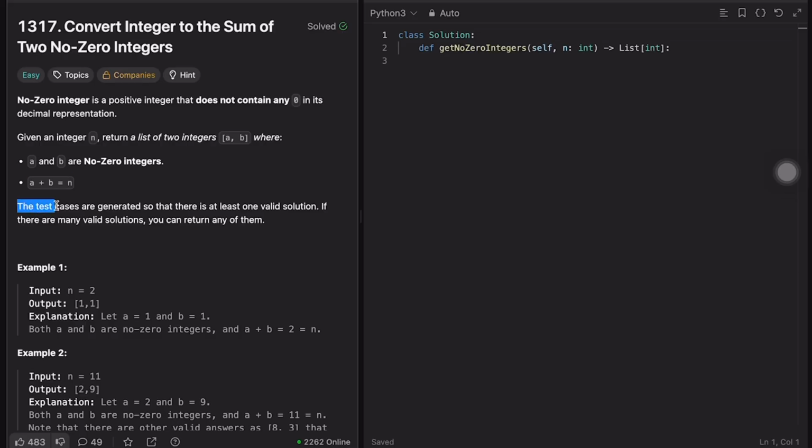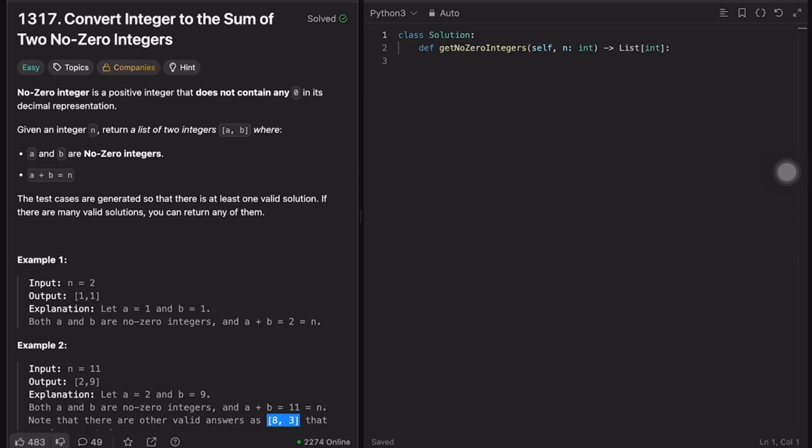The test cases are generated so that at least one valid solution will be there. If there are many valid solutions, you can return any of them. So that's what they mentioned. For n equals 2, we are returning 1 and 1. For n equals 11, we can't return 1 comma 10 because 10 has a zero, right? So you have to return 2 comma 9 or 8 comma 3. Yeah, this is the question and the examples.